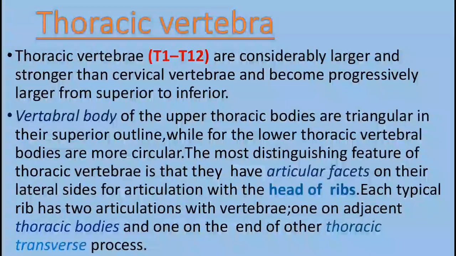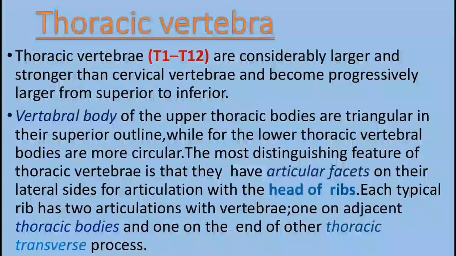Thoracic vertebrae, T1 to T12, are considerably larger and stronger than cervical vertebrae, and become progressively larger from superior to inferior. The vertebral bodies of the upper thoracic vertebrae are triangular in their superior outline, while the lower thoracic vertebral bodies are more circular. The most distinguishing feature of the thoracic vertebrae is that they have articular facets on their lateral side for articulation with the head of ribs.